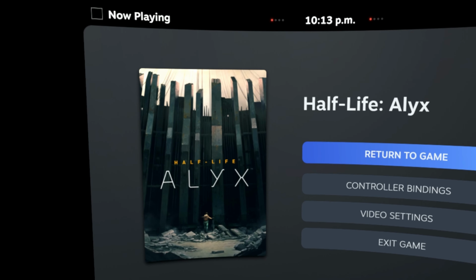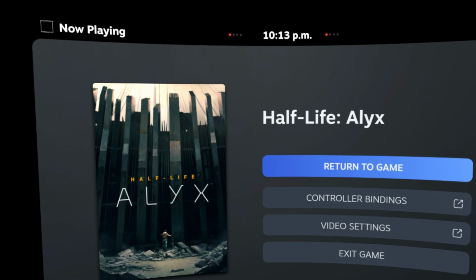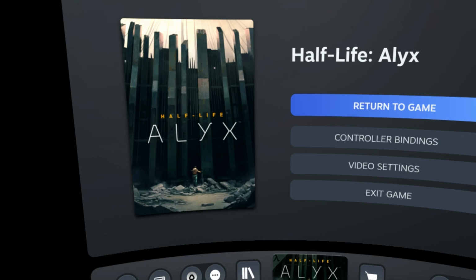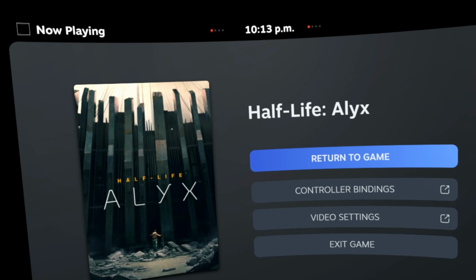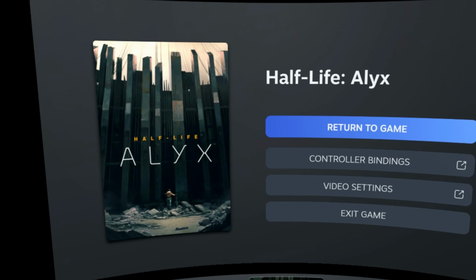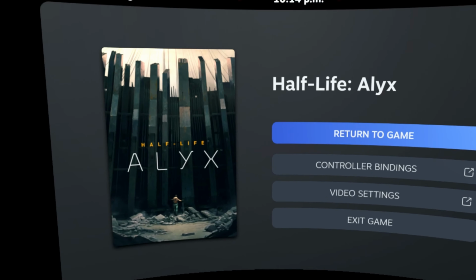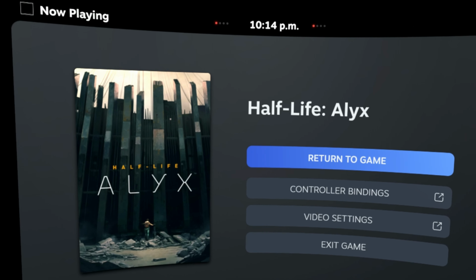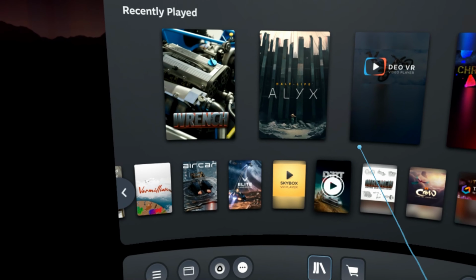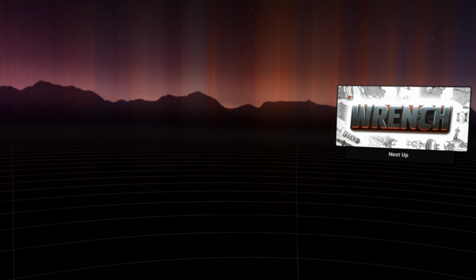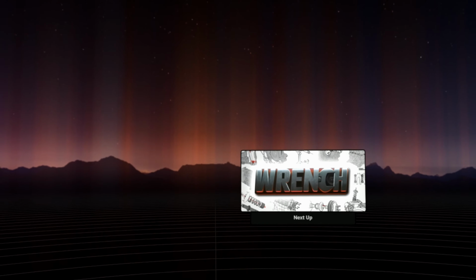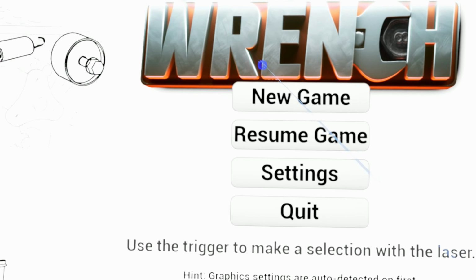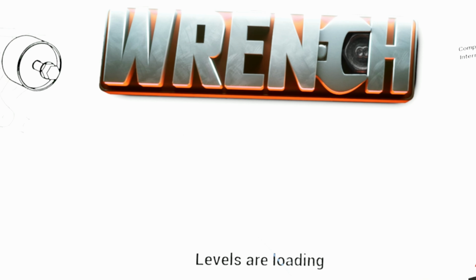So maybe just another little small example. I'm just here looking at the Steam menu, and it's in front of me. Now if I nod downwards and upwards, and if I nod a bit quicker, it's staying perfectly aligned. Okay, now let's try Wrench. Again, just looking at the icon loading up. Seems good.